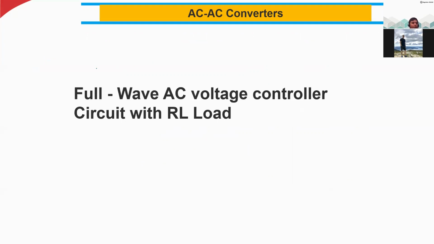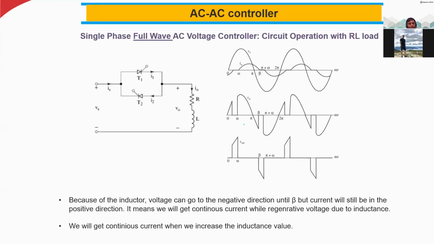So now we are going to see the same full wave AC to AC controller with RL load, resistive and inductive load. If the load has the inductor, then what will happen? It will be a little bit different. So here you can see everything else is the same. We are connecting two anti-parallel SCRs. So this is in this direction and this one is in this direction. In the load side, instead of only a resistor, we have the R and L combination.